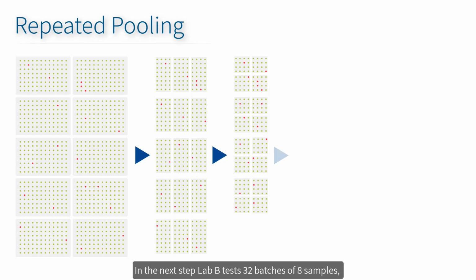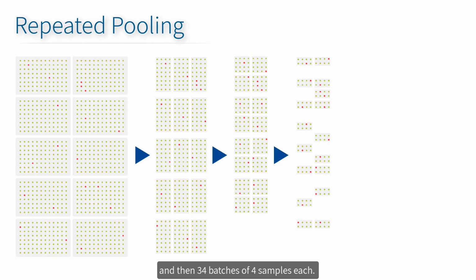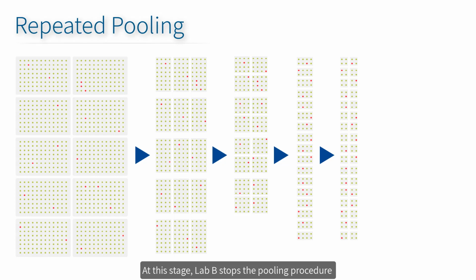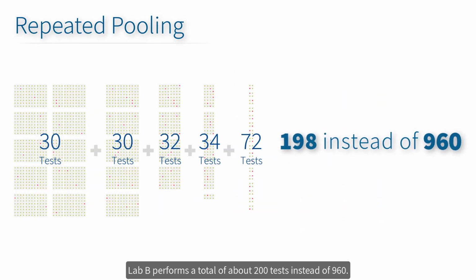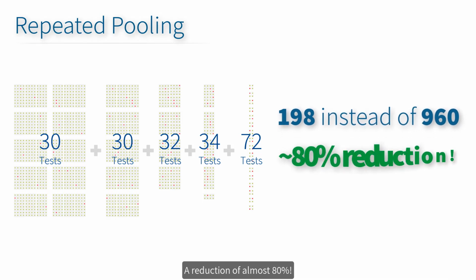In the next step, Lab B tests 32 batches of 8 samples, and then 34 batches of 4 samples each. At this stage, Lab B stops the pooling procedure and tests the remaining 72 samples individually. Lab B performs a total of about 200 tests instead of 960, a reduction of almost 80%.